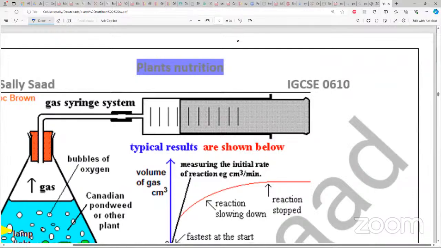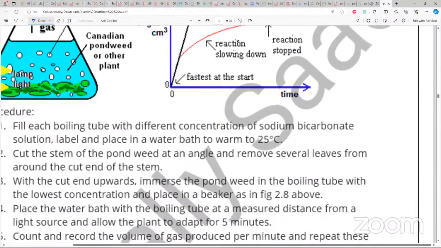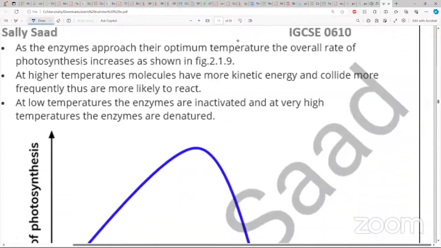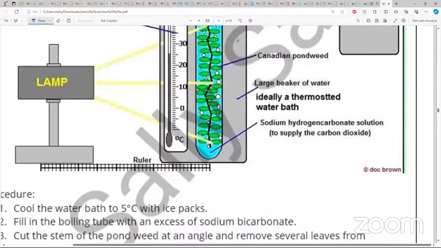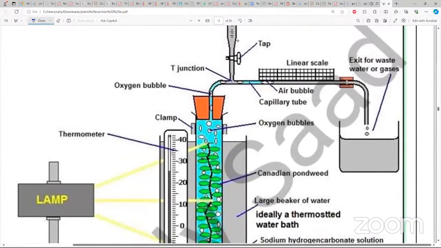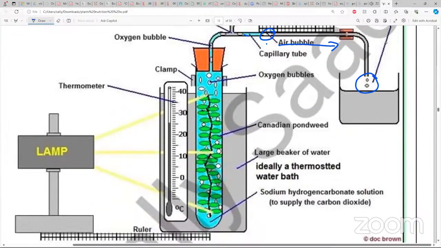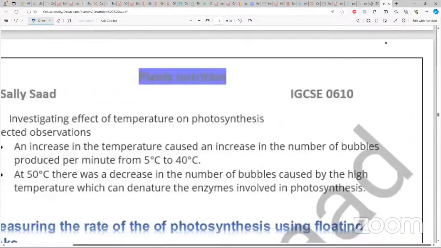Here is the other method, by collecting the volume of gas produced using a gas syringe. Another method also uses a meniscus and capillary. Here, the oxygen will be produced, pressure will build up, and this bubble of air will start to move towards the air. Okay. Here, oxygen will be out as waste gas, right? And I can measure the distance moved by this air bubble to measure the rate of the reaction.